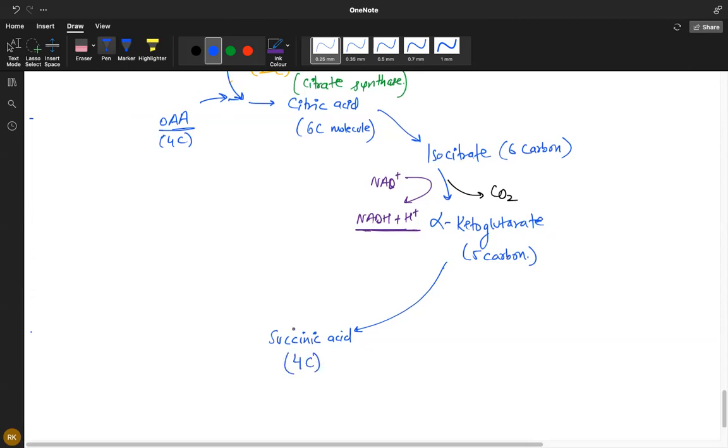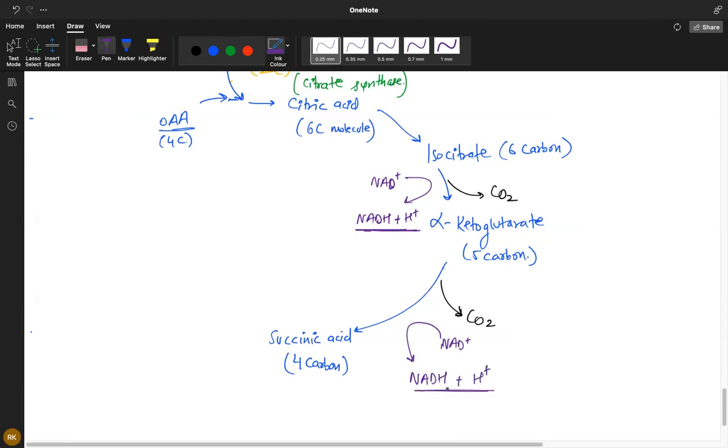Now, the important thing is it is a 4-carbon molecule. So you can tell me what has happened again. What happened? What should go out? CO2. Perfect. One more CO2 release. So you're losing carbon, but you're not making energy. Now what's happening here is, again, what goes in is NAD plus, and what goes out of this cycle is NADH plus H plus.